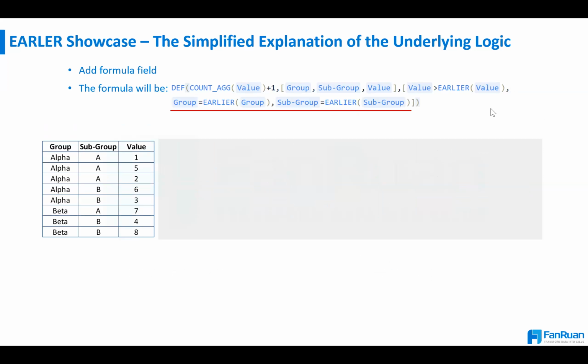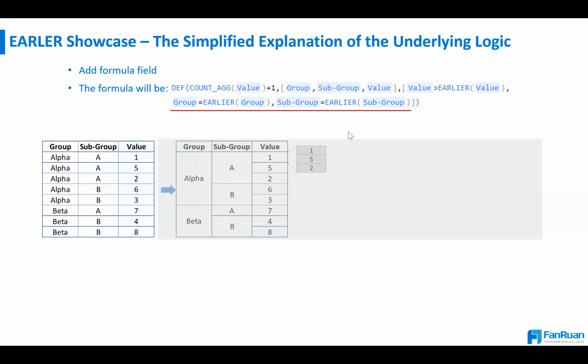And the next case is to get the in-group ranking for the whole table. So we want to get the rank of the value in each individual subgroup. You can see here, we added 2 more conditions in the formula. It means when we created this expanded view, it will only expand with values that reach these conditions.